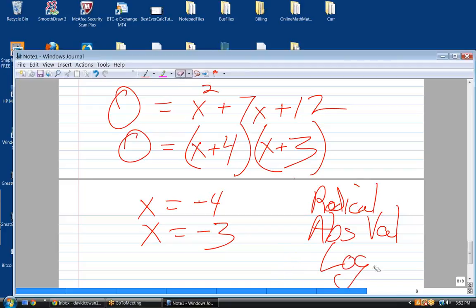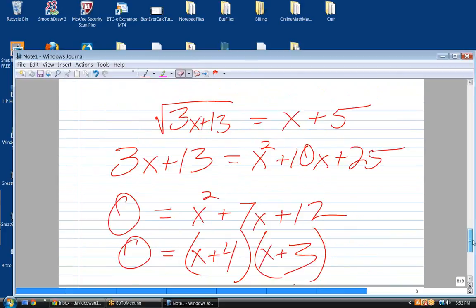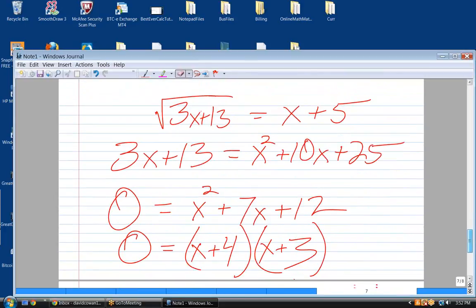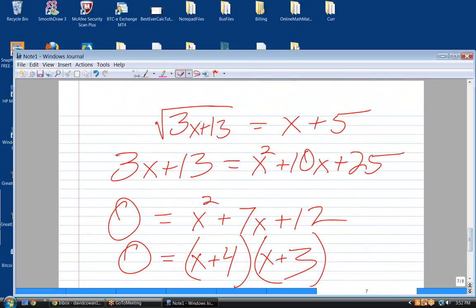So with logarithmic equations, you definitely want to check your solutions, but definitely with either of these also, since this was a radical, we better check it. So let's check x equals minus 3 and x equals minus 4.